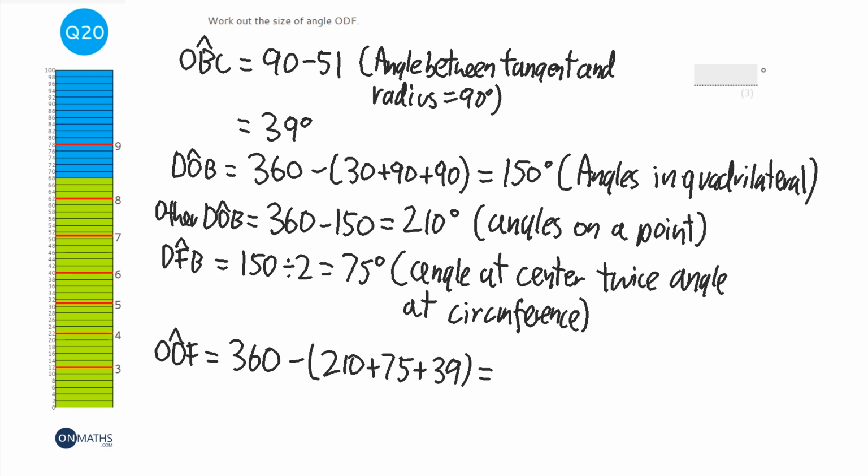Okay, so we're just going to take those away from 360. And obviously, if you're doing this in the calculator paper, then please feel free to use a calculator. And we get 36 degrees, and again, it's just angles in a quadrilateral.